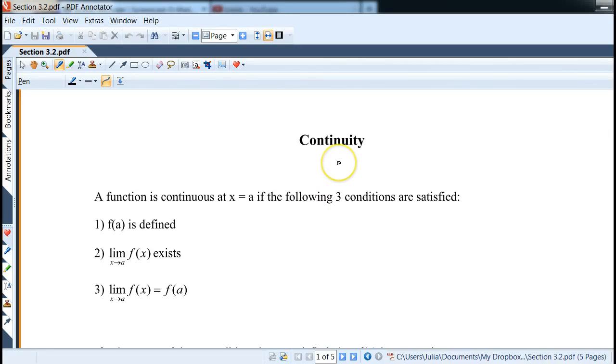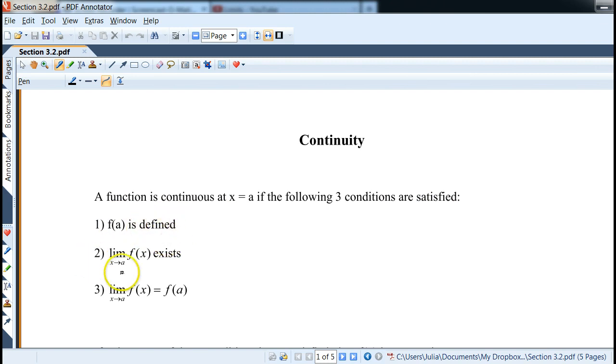In this video, we'll discuss the concept of continuity of a function and why it may be important with limits and so on. A function is continuous at a point, say x equals a or some number, if the following three conditions are satisfied. First of all, f of a has to be defined, or it has to be an actual value, so you cannot have a hole there, for example.